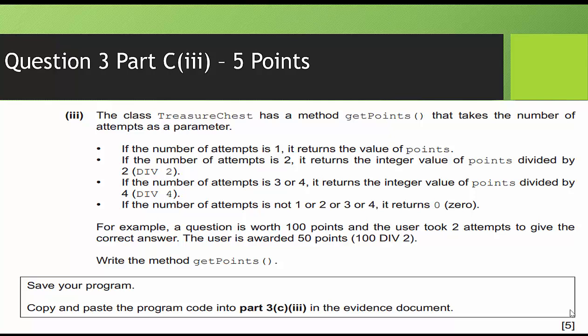This is really just a bunch of if statements here. And then it gives us an example. For example, a question is worth 100 points, and the user took 2 attempts to give the correct answer. The user is awarded 50 points. Write the method getPoints. All right, let's swing over, and let's write some if statements to simply get those 5 easy points.